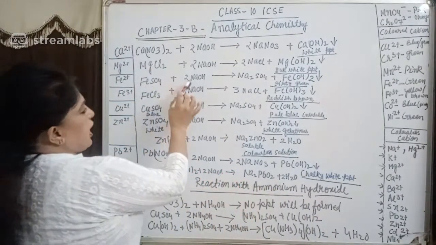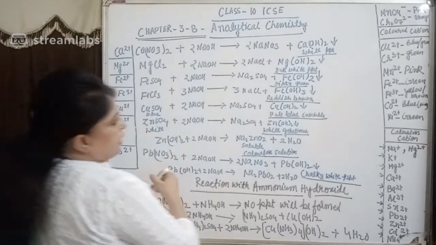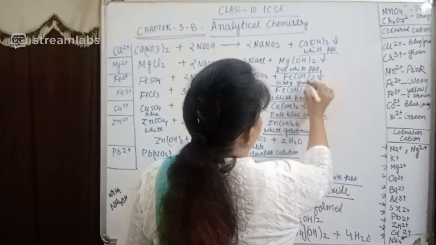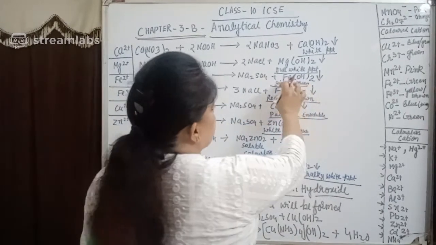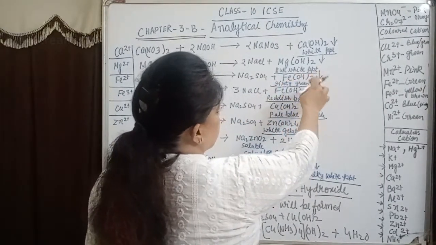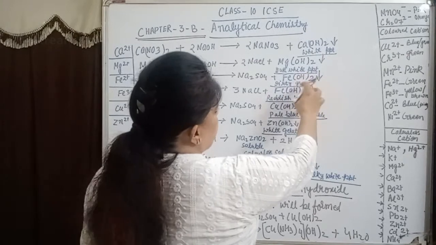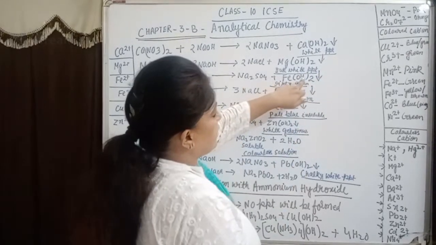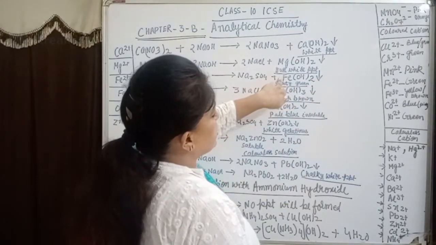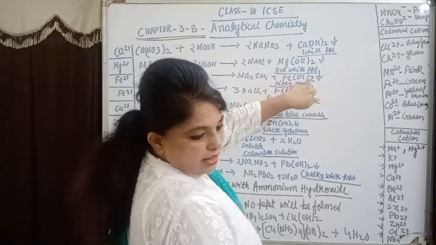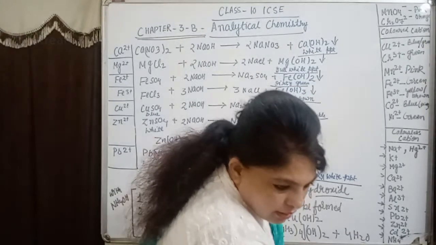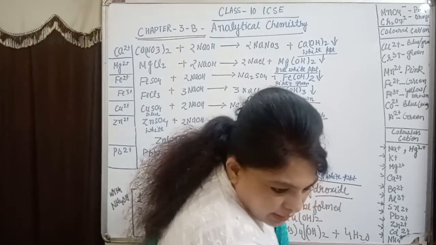When FeSO4 reacts with sodium hydroxide, we get dirty green precipitate of ferrous hydroxide. What is this? This is ferrous hydroxide. The formula is Fe(OH)2. Why Fe(OH)2? Because hydroxide valence is 1 minus and ferrous valence is 2 plus. So the formula of ferrous hydroxide will be Fe(OH)2 plus Na2SO4.